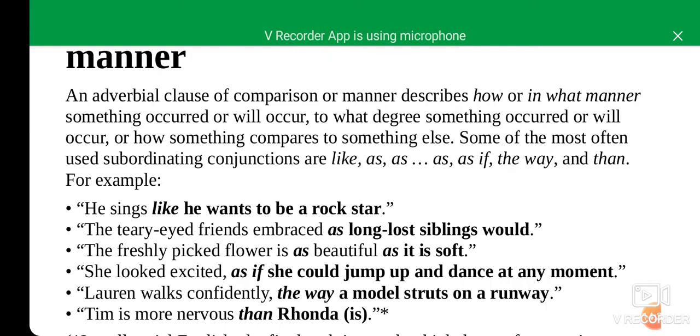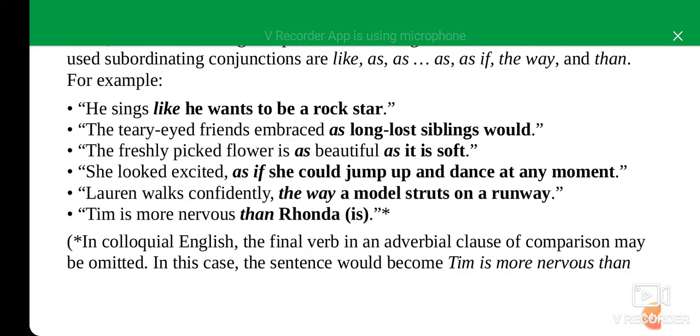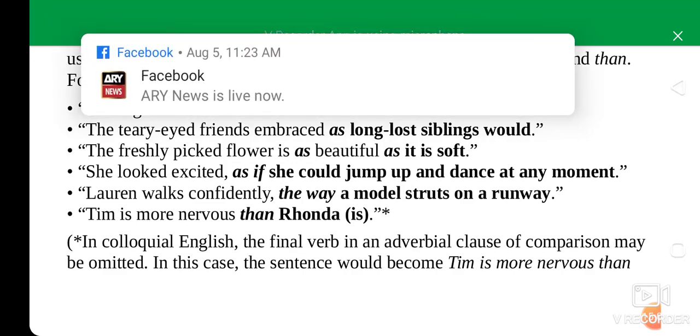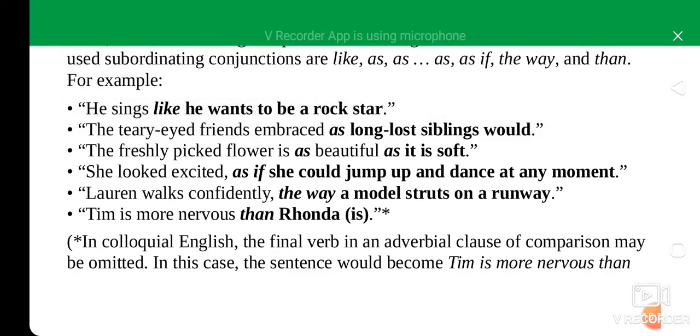The freshly picked flower is as beautiful as it is soft. So here again comparison is shown. She looked excited as if she could jump up and dance at any moment. Lauren walks confidently the way a model strides on the runway. How does Lauren walk? She walks like a model strides. So here again a comparison is shown. It's an adverbial clause of comparison.